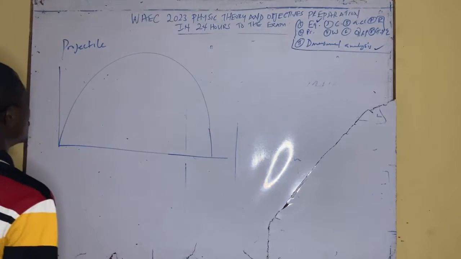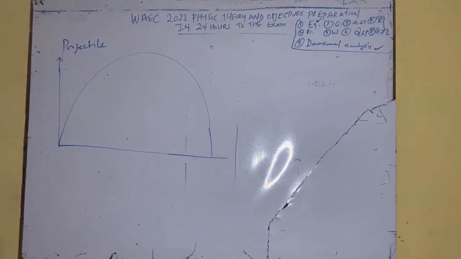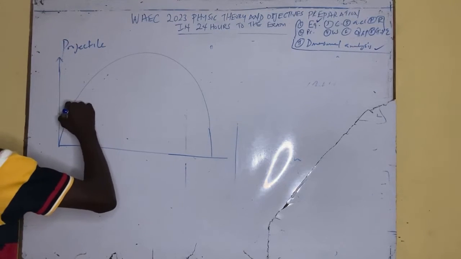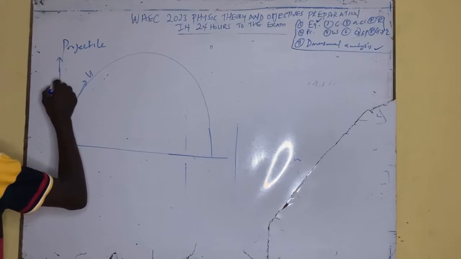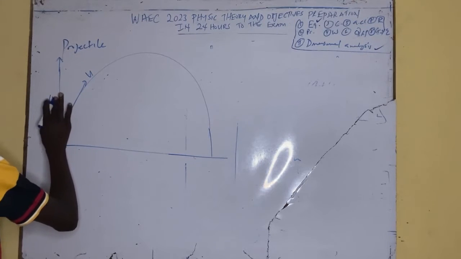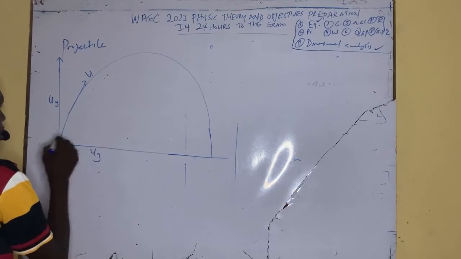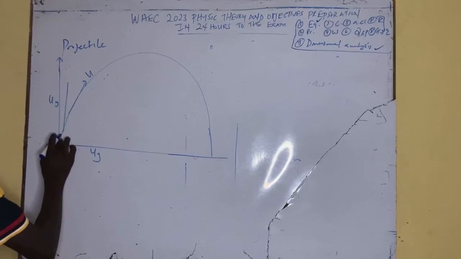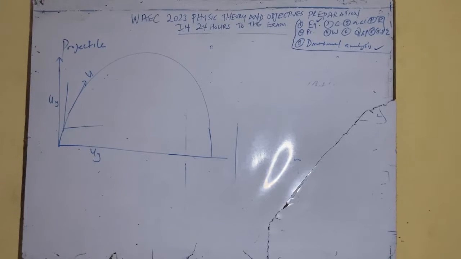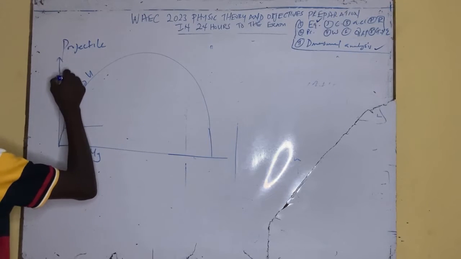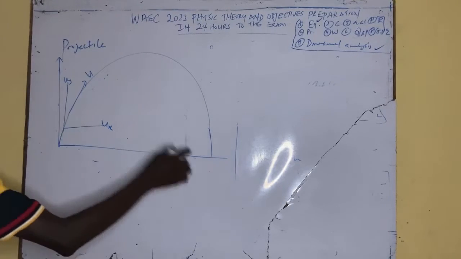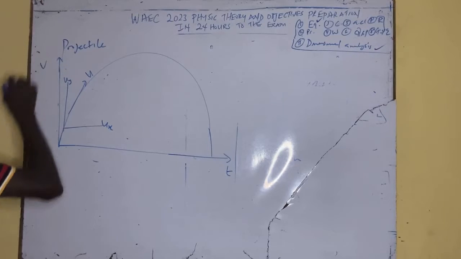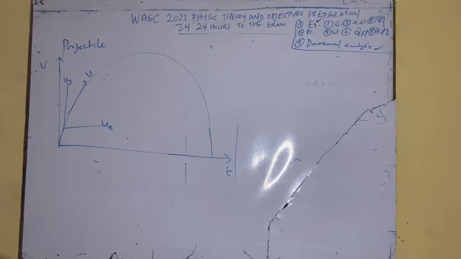and then it comes down. So here we have our velocity. We have the initial velocity u, which can be resolved into ux and uy. This one is uy, and this one is ux. So this one is the velocity-time graph.